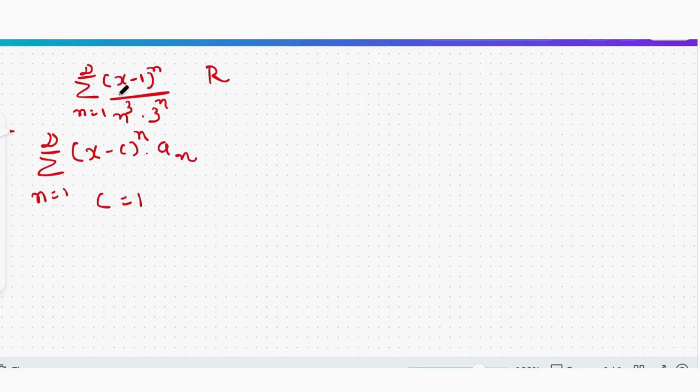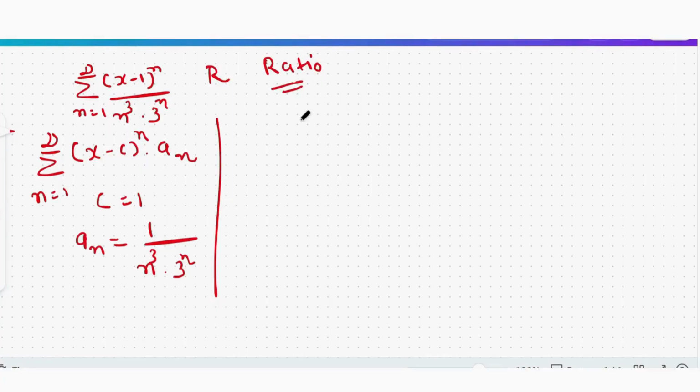And (x minus c) raised to n, the remaining term is what? a_n. So here a_n is 1 upon n raised to 3 into 3 raised to n. So this is the power series. Now to check the convergence of the power series or to find R, what do we use? We use the ratio test.